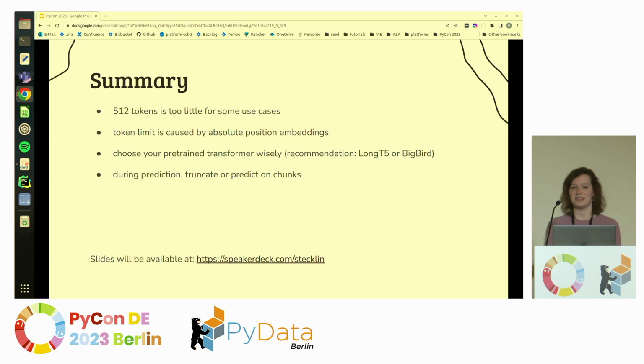So just to summarize the last 25 minutes: 512 tokens is too little for some use cases. The token limit is caused by absolute position embeddings. If you work on long sequences, you should choose your model wisely. I recommend you use Long T5 or BigBird. And if model choice doesn't solve your problem, then you can apply different prediction strategies like truncating or predicting on chunks.